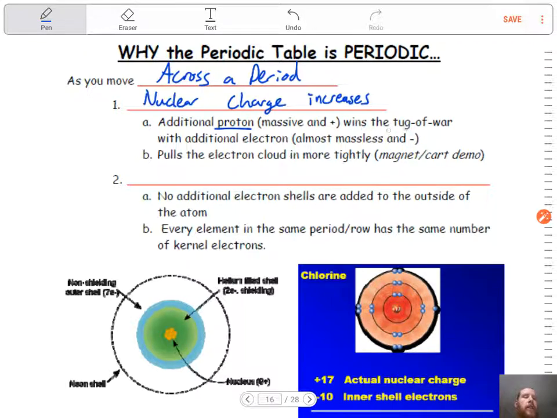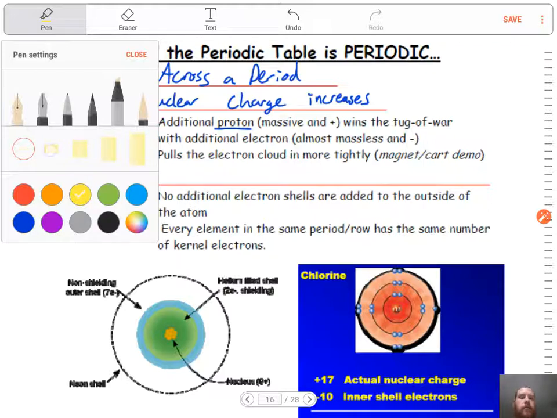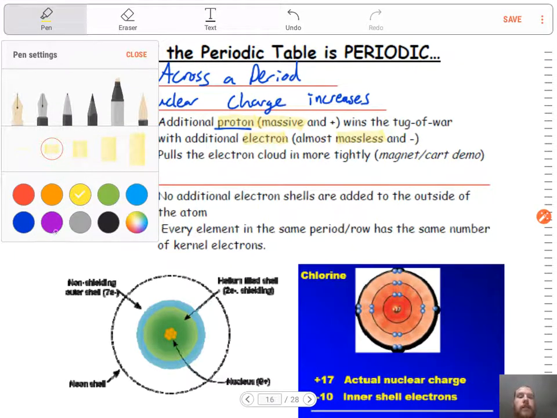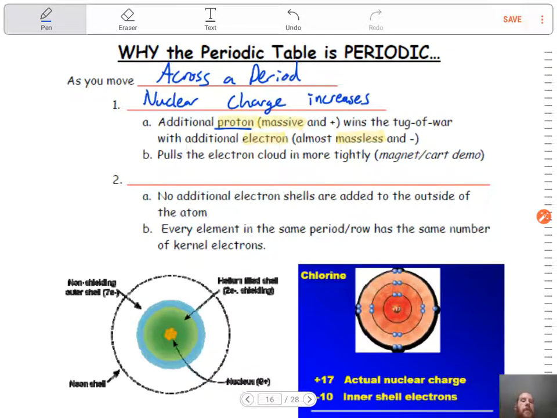It's going to win what we call, if you think about a tug of war, between an additional electron. Because think, electrons are massless. Okay, they don't have any mass. So electrons are massless, and then protons are very massive. So think, you've got a 300-pound person versus a 50-pound toddler. They're not going to win. All right, the toddler's not going to win. They're going to pull the electron cloud in more tightly. So it's going to go from out here, and it's going to get much closer together as you go from left to right.